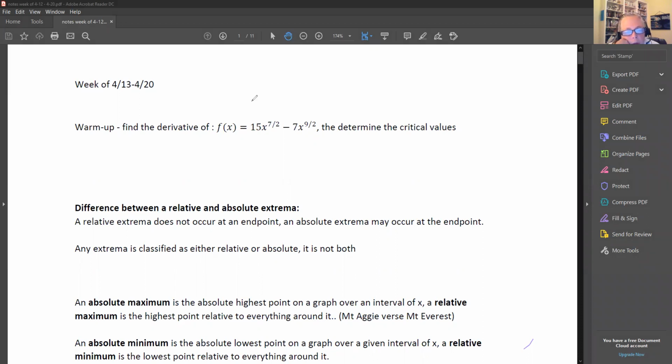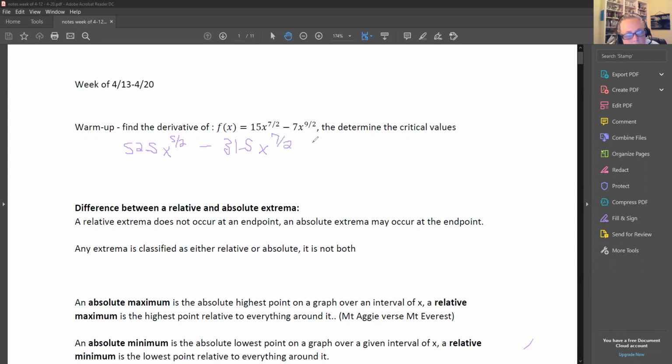But with this, find the derivatives. So I'm going to do 15 times 7 halves. I'm going to use my calculator. And I get 52.5. I don't really care. 52.5 x to the 5 halves, because if I lower that by 1, you're going to get 5 halves. And 7 times 9 halves is 31.5. X to the, lower it by 1, 9 halves minus 2 halves is 7 halves.